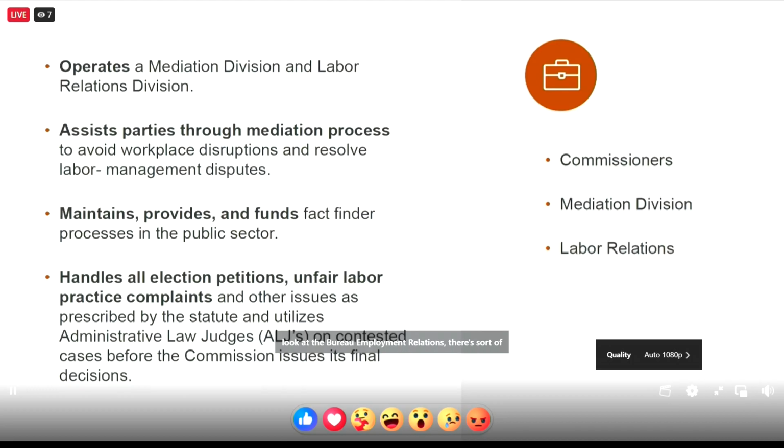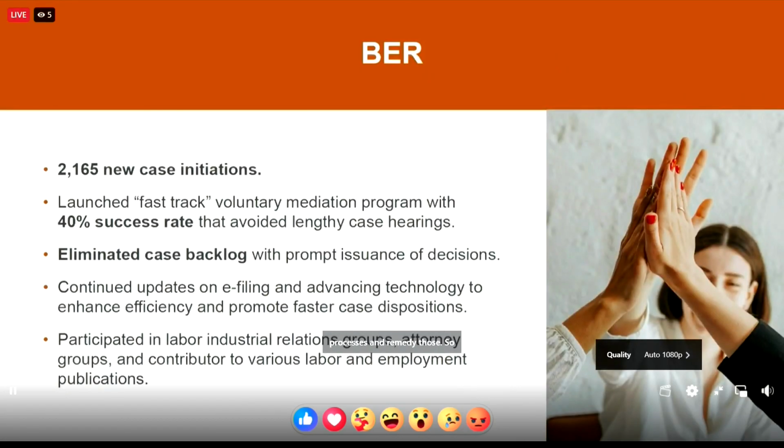So when we look at the Bureau of Employment Relations, there's this mediation function and the labor relations function. Most of the staff at the Bureau of Employment Relations are mediators, but we do have several in labor relations. That labor relations staff works with the commissioners to research, write opinions, all of the things that go along with being consistent. And then we handle all petitions, whether it's an unfair labor practice, a representation petition, a decertification petition, you name it. Those all come through the Bureau of Employment Relations to work through the processes and remedy those.